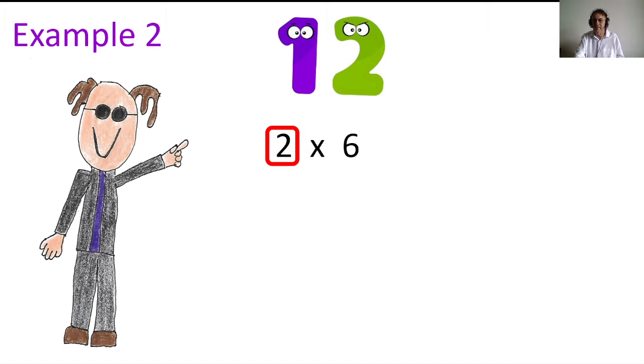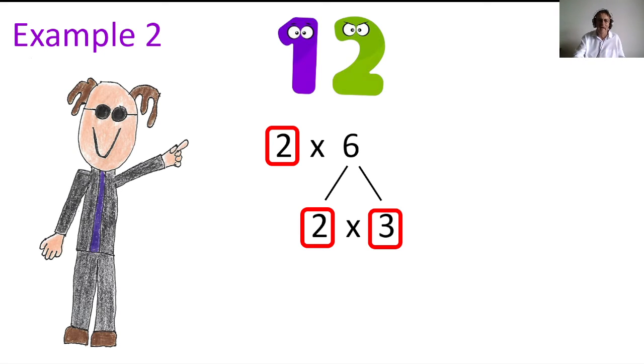Now we know that 6 is a composite number. So what we do now is we draw 2 little lines and we divide 6 by 2 to give us the equation 2 times 3. Circle the prime numbers like that, and it gives us the answer: 12 equals 2 times 2 times 3. I'm sure you'll agree this looks better than writing out the full equation each time.